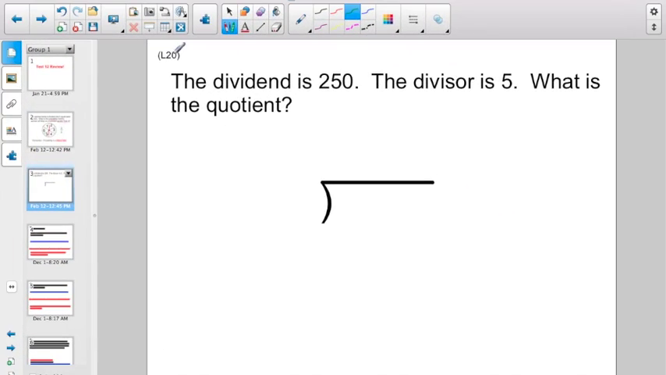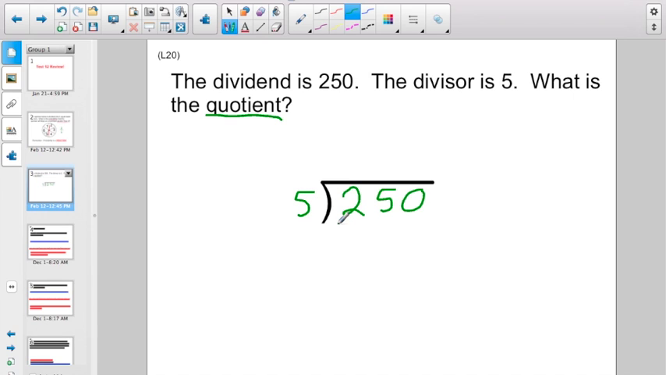Check out this guy. The dividend is 250. The divisor is 5. What is the quotient? And hopefully you know these words. If not, you can always look back at lesson 20 or in the back of your book. The quotient simply means the answer when you divide. Do you know what the dividend is? That's the number inside the box, right? We have 250. The divisor is simply the number we're dividing by.